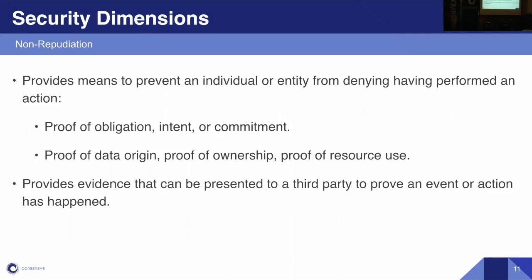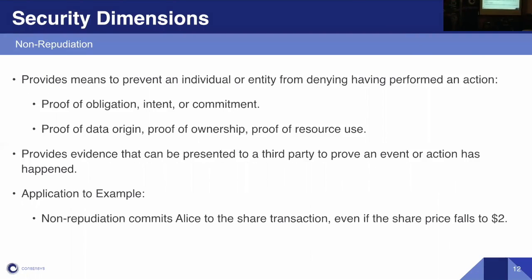Non-repudiation. Okay, so the idea here is that you want to lock people in. If they say they're going to do something, then you want to make sure that they don't jump out and say, oh, I didn't really do that after all. And so in our situation, non-repudiation is going to lock Alice into that share purchase. She said she's going to buy it at $10. If the shares suddenly go through the floorboards and are only worth $2, we don't want her to be able to back out of that transaction. So non-repudiation locks her in.